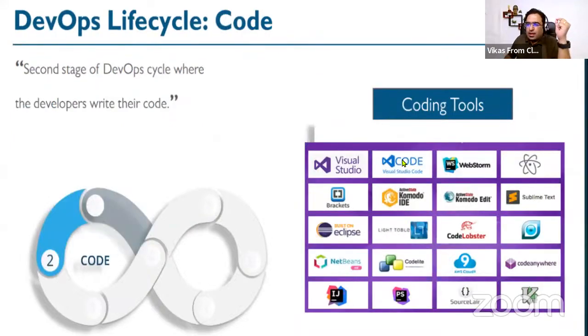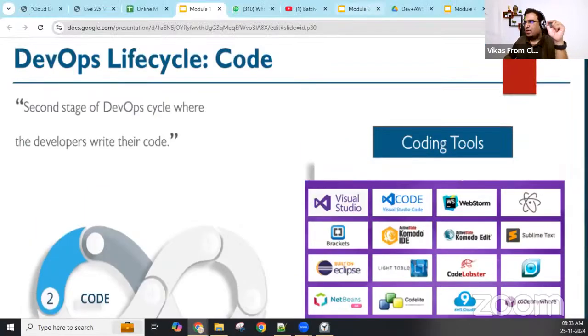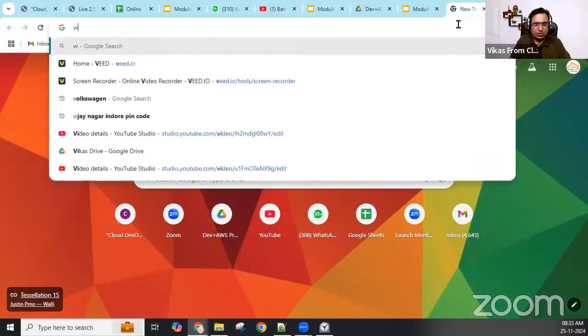As a DevOps engineer, do you write the code? No, we don't write the code, but we can open the code in Visual Studio Code. It's a straightforward, very simple tool which every DevOps engineer can install on the machine. Let me help you out right away. We will install Visual Studio Code.